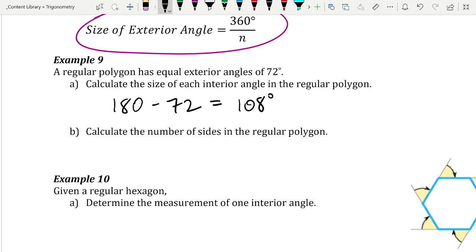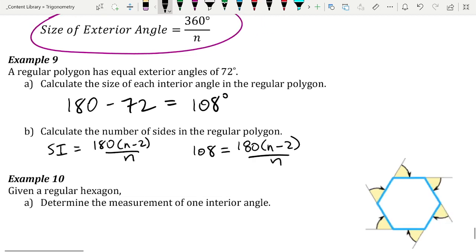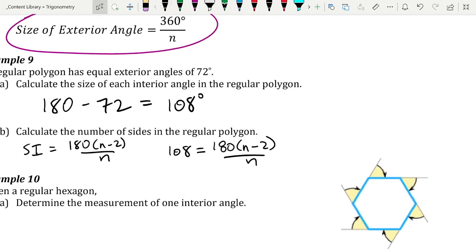Ooh, okay, so if the interior angles are 108, what's the interior angle formula again? Flip back, and the interior angle formula for one of them, the size of an interior angle, I'll say SI, is 180 times n minus 2 over n. And I just figured out that that number is 108, so 108 equals 180 times n minus 2 over n. This is the most algebraic thing we're going to get you to do in this whole course.